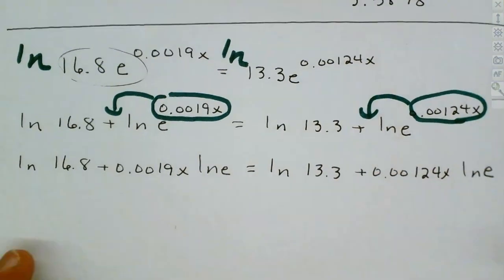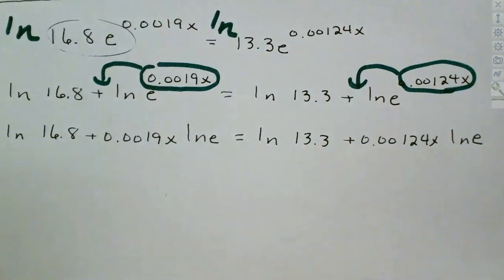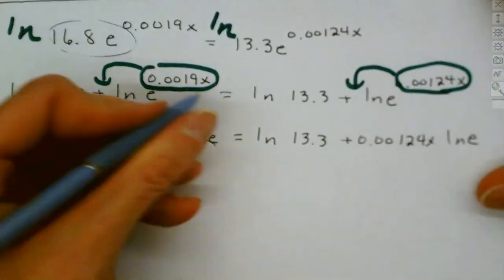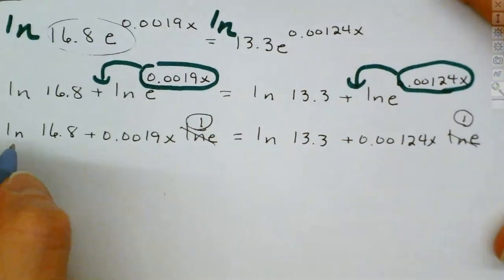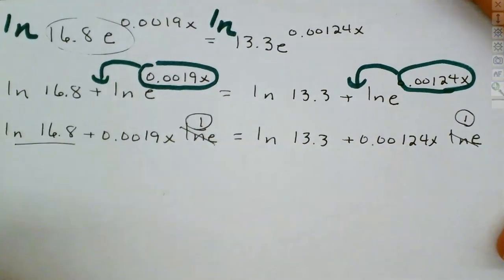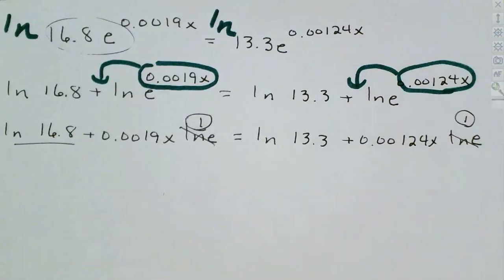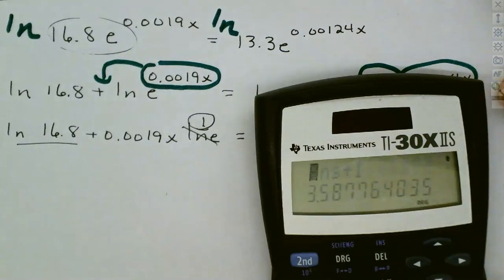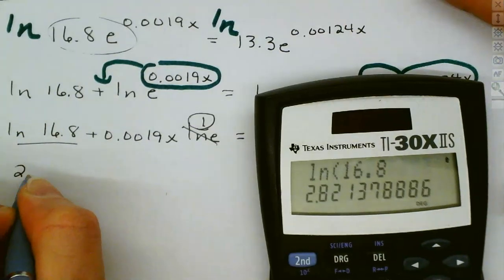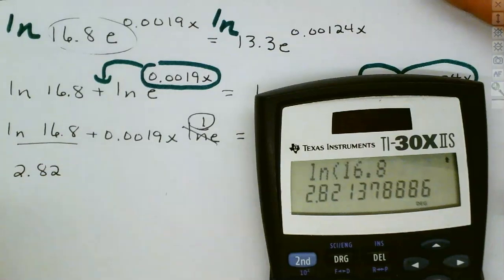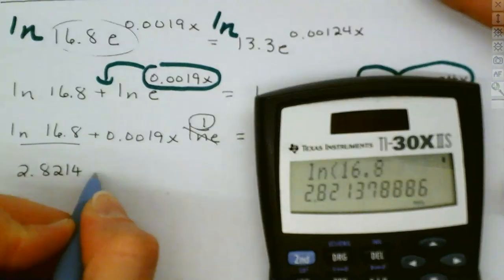And what do we know about the natural log of e? 1. So this piece is 1, and this piece is also 1 again. So now we've got this. Let's take the natural log of that 16.8. We'll write that down. Natural log of 16.8, that is 2.8214.